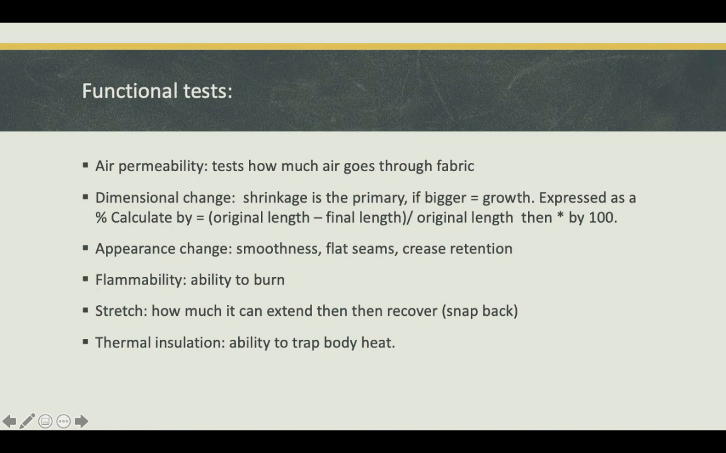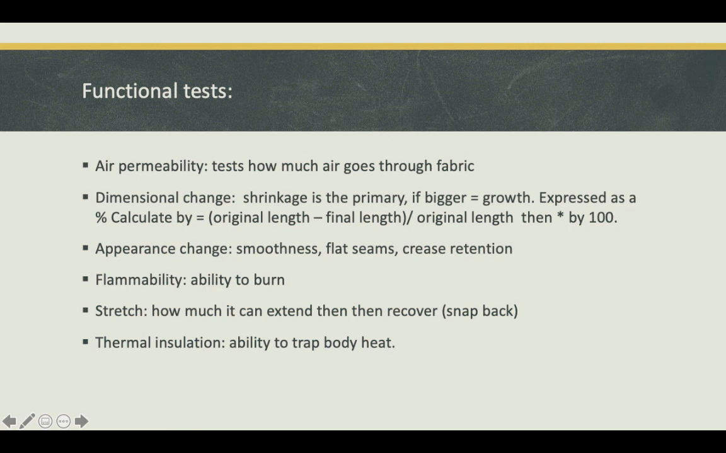Functional tests, they look for air permeability, how much air goes through the fabric. Dimensional change, which is what we test for shrinkage, and you'll be doing a little shrinkage activity where basically if it gets smaller, it's shrunk, and if it's bigger, we call it growth. So it's expressed as a percentage, and the way you calculate it is you take your original length, subtract your final length, divide by your original length, and then multiply by 100. So the appearance change, we also look at that for smoothness, flat seams, crease retention.